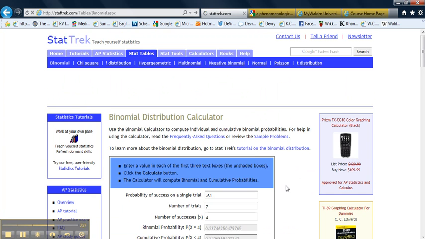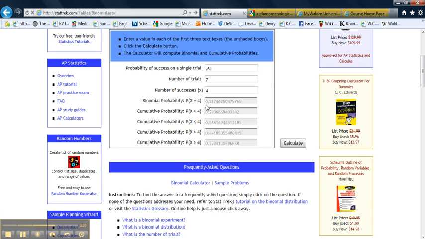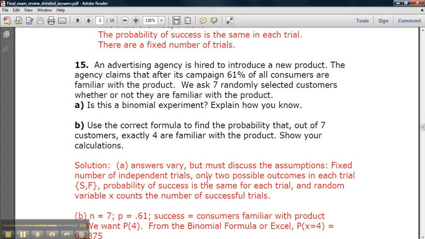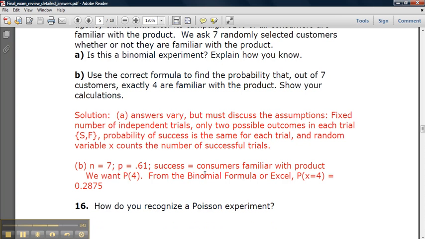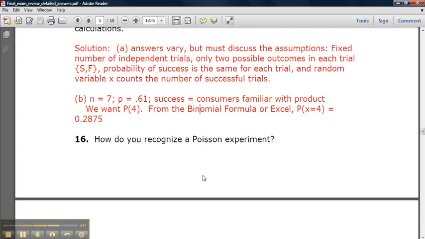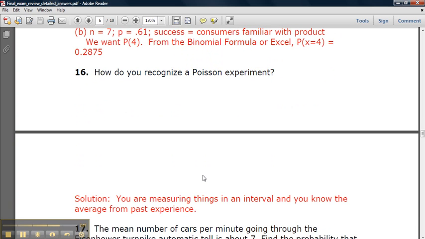And I believe my solution is x equals 4.287, so forth and so on. And I think that's it. There's our solution. Again, you could do this in Minitab as well, but I think it's easy. We'll do the next one in Minitab. 16 says, how do you recognize a Poisson experiment? The main thing, you're looking for a mean. You're looking for some average value in an interval, space of time, something.